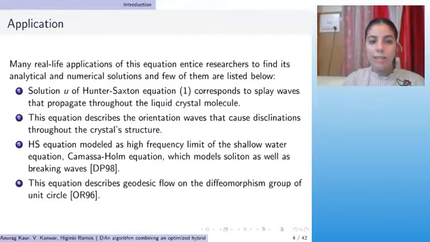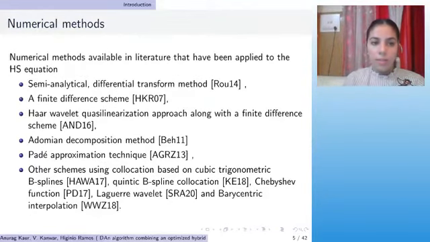HS equation is modeled as the high frequency limit of the shallow water equation, Camassa-Holm equation, which models soliton as well as breaking waves. This equation describes geodesic flow on the diffeomorphism group of the unit circle. Many numerical methods have been applied on the HS equation and a few of them are listed below.